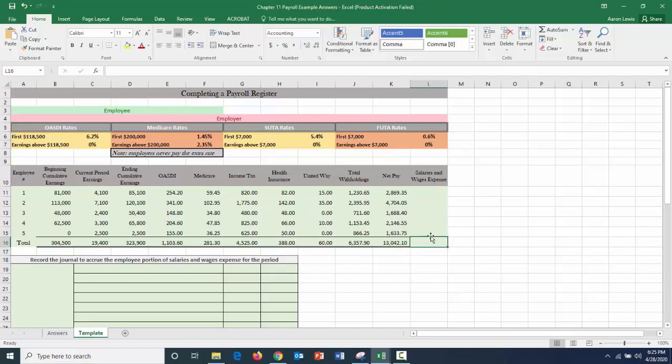Let's figure out what our salaries and wage expense is. And our salaries and wages expense is pretty simple. It is our withholdings plus our net pay.